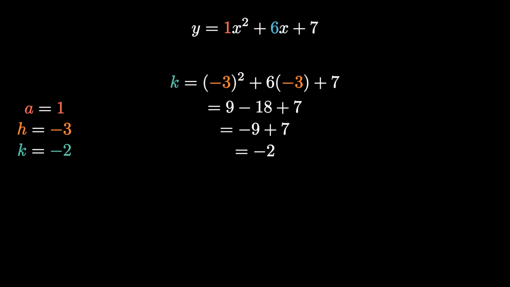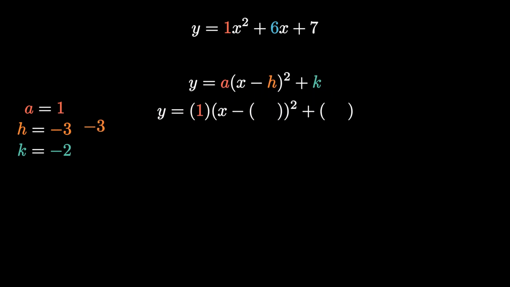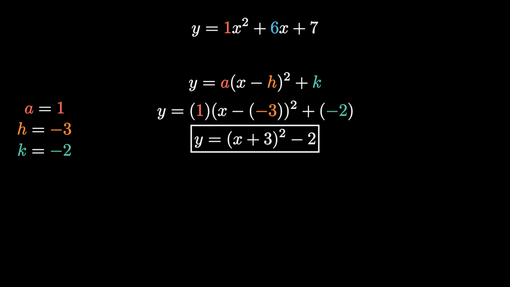But now we have our a, h, and our k, so what we're going to do is plug it into our equation. So that'll leave us with 1 times (x minus negative 3) squared plus negative 2. And we're going to clean it up. And when we clean it up, we'll get y equals (x plus 3) squared minus 2. And that is our vertex form of this equation. So that is the first way, but now let's jump to the second way.